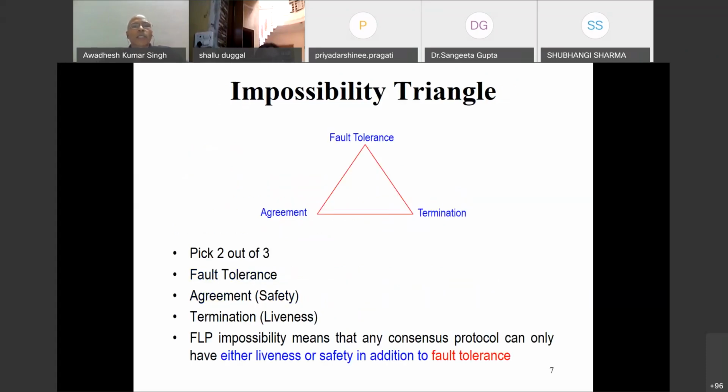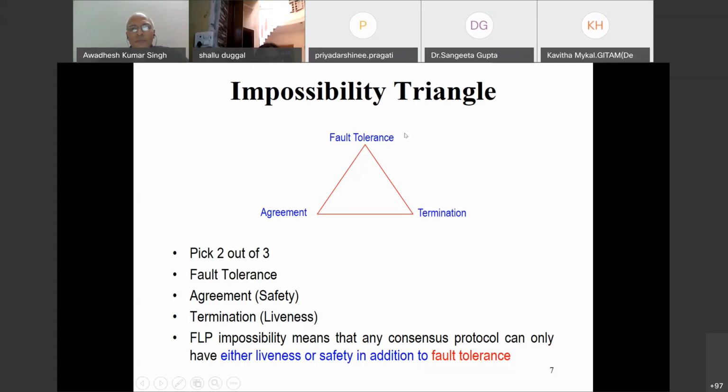Another implication of this theorem is an impossibility triangle, because in a distributed computing environment, fault tolerance is something very essential. Out of three, fault tolerance, agreement, and termination, we can have any two at a time. We cannot have all three. And agreement represents the safety property. Later on, we will discuss what is safety and liveness. But out of this, only two.